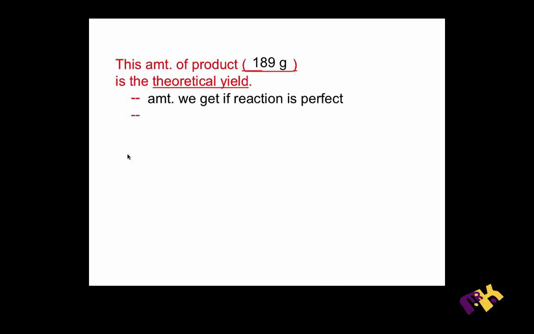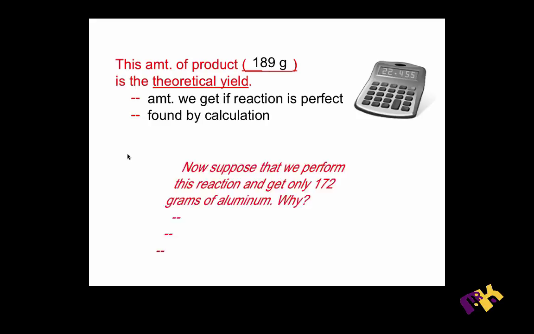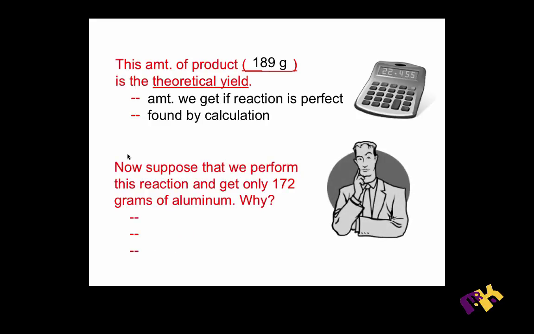We can term this the theoretical yield, and again, it's if the reaction would run absolutely perfectly. But we know that that's not the case. So suppose we run this reaction and we only get 172 grams of aluminum. Well, why might that be? It could be a number of things.